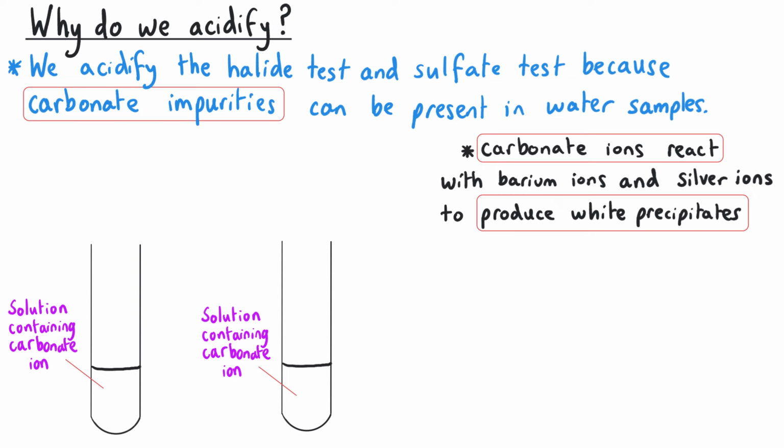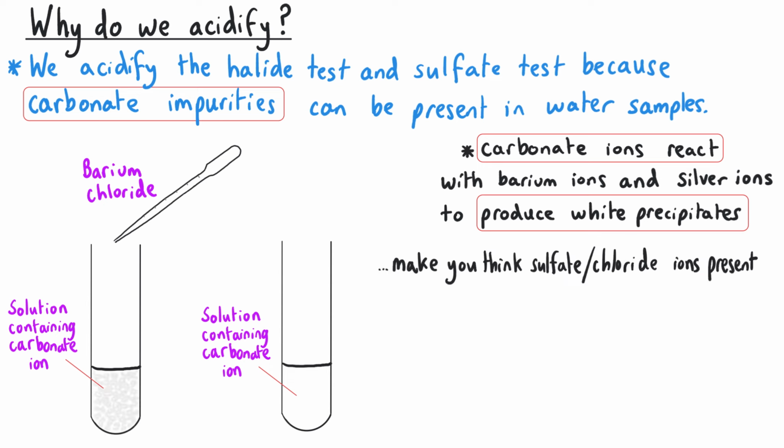And this could be misleading because if you added barium chloride to an unknown solution and you got a white precipitate, you may think that sulfate ions were present in the tube. And similarly, if you added silver nitrate to an unknown solution and you got a white precipitate, you would conclude that the halide ion was present. Probably you'd conclude that the chloride ion was present.